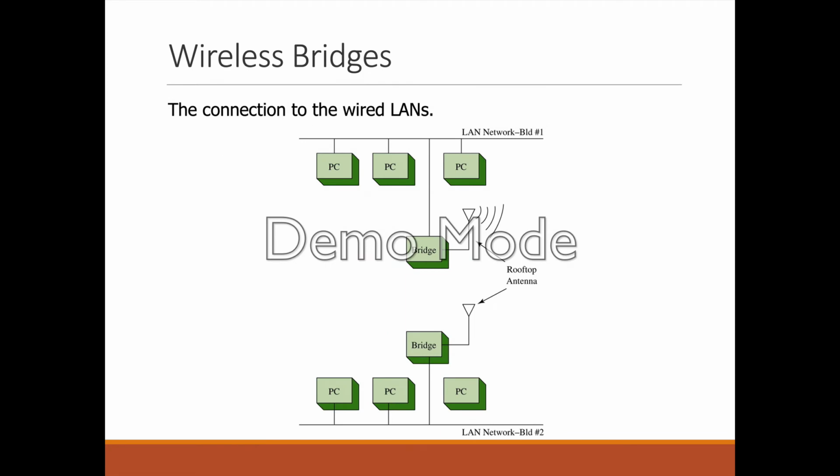Connection to the wired LANs. So this just shows you the rooftop antenna. If there's an antenna, look to see if you see something up there. That is an easy way to send it, but there are some challenges with that as well.